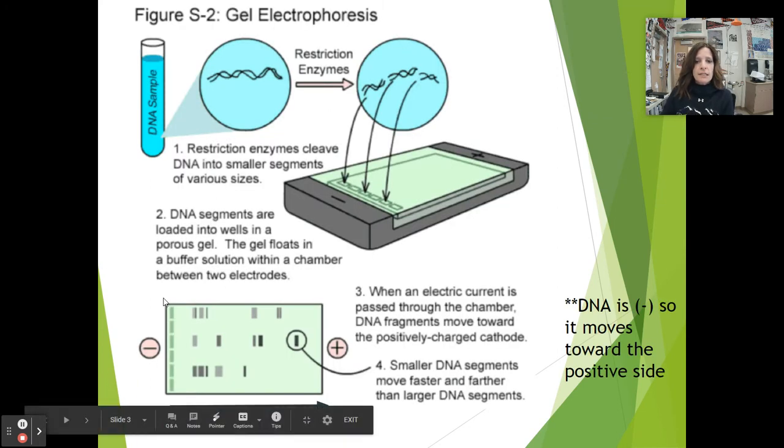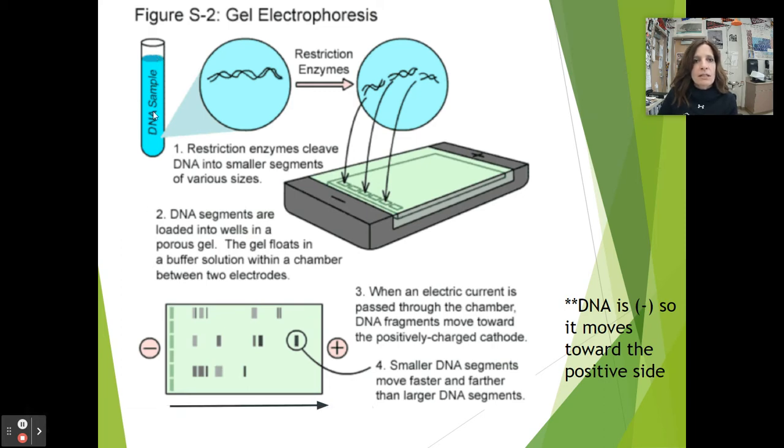So gel electrophoresis, this is a great picture to draw. So you start with a DNA sample. It could be from a crime scene. It could be from a father who maybe doesn't know if he's the father. And what you do is you cut it with these enzymes called restriction enzymes. And the enzymes are specific to different sites.